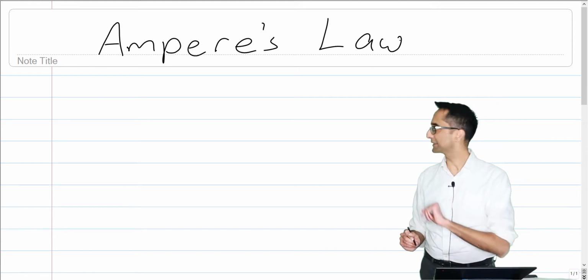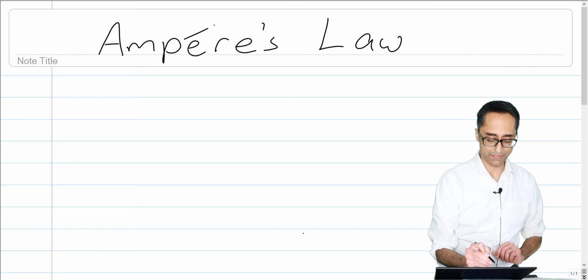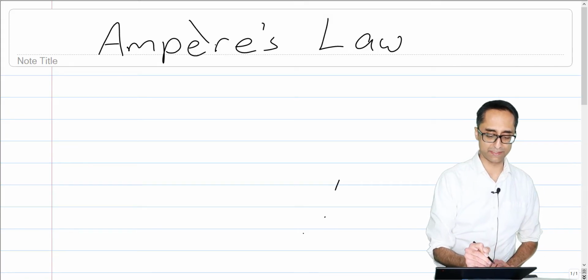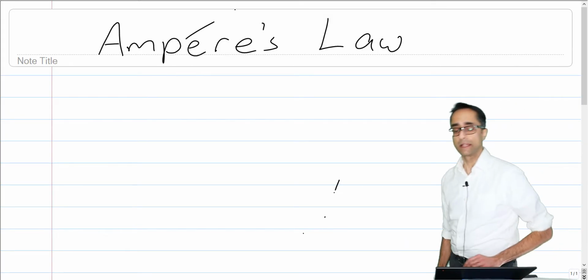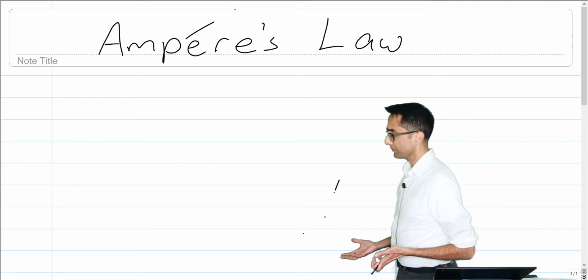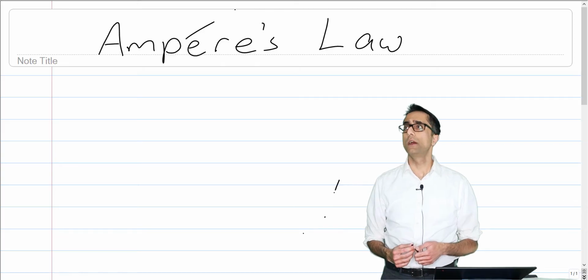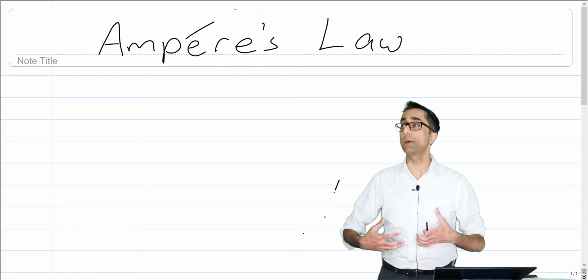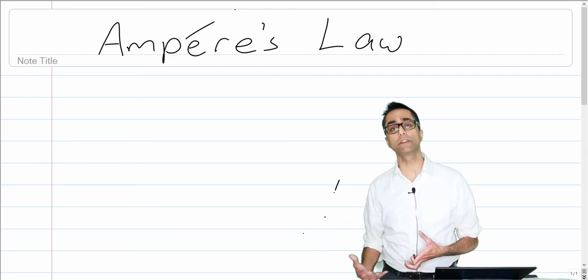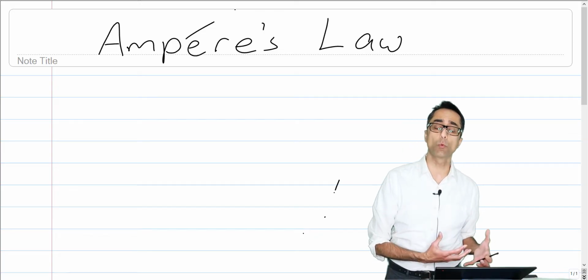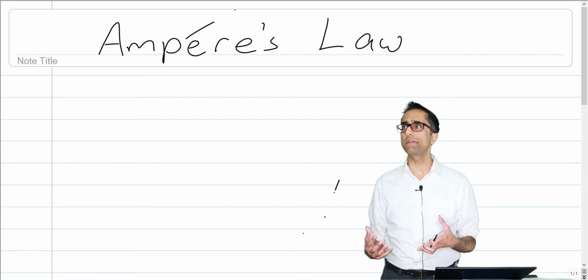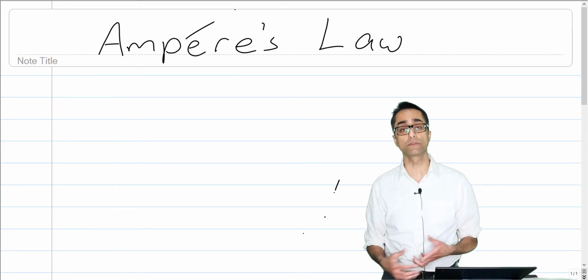Now I know there's an accent on this E, but I always forget which way it goes. Is it that or that? I'm going to keep it as that. And so Ampere's law is going to give us a way to calculate the magnetic field from a current carrying wire without having to resort to the Biot-Savart law.